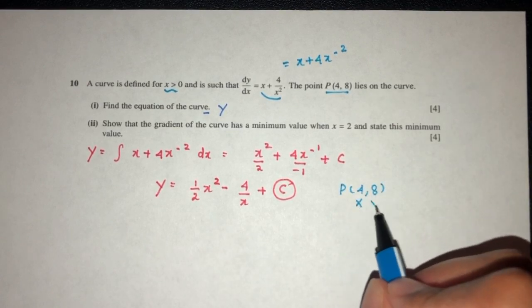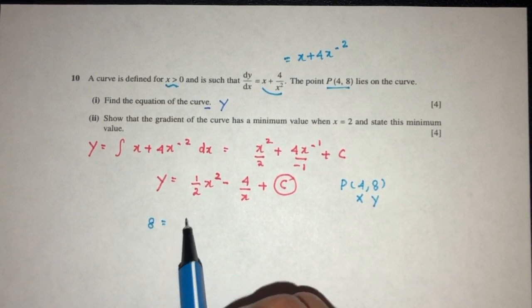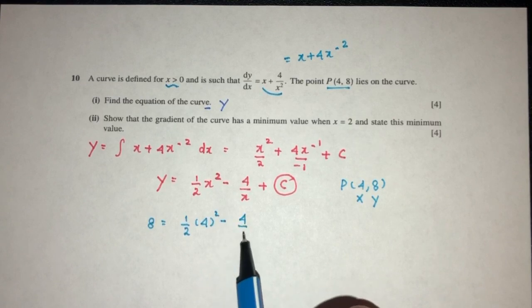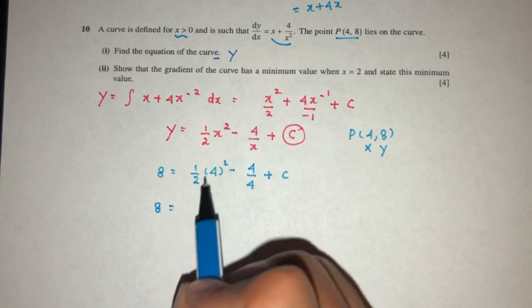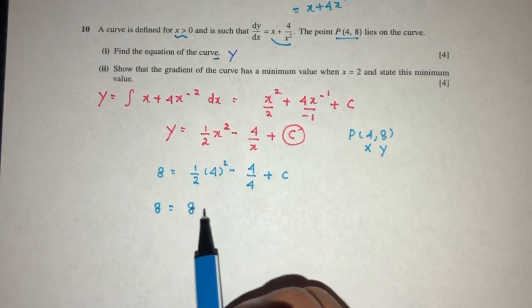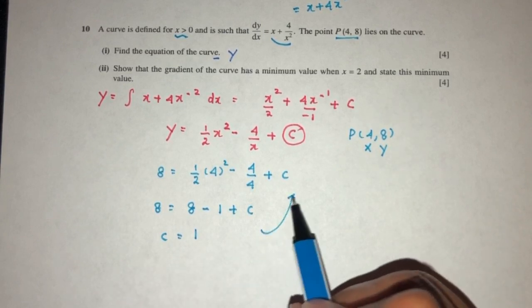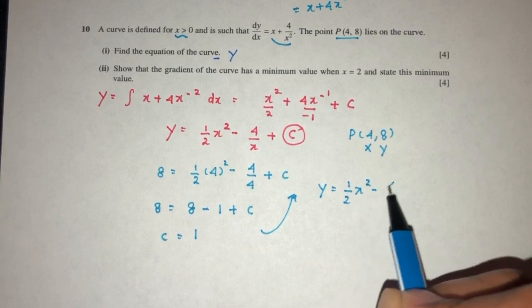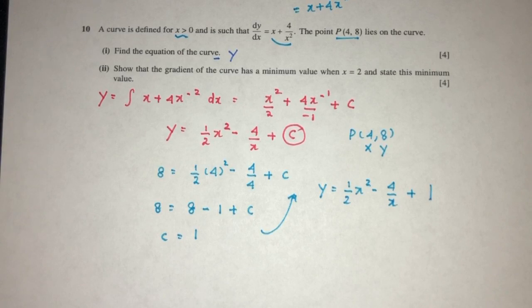This is the x value and the y value. Replace back in your main equation. So you will have 8, and that will be half times 4 squared minus 4 over 4 plus c. That will be 8. 16 divided by 2 will be 8 as well, minus 1 plus c. So c will be the value of 1. So finally, from here we conclude y will be half x squared minus 4 over x plus the value of 1. That is my equation of the curve.